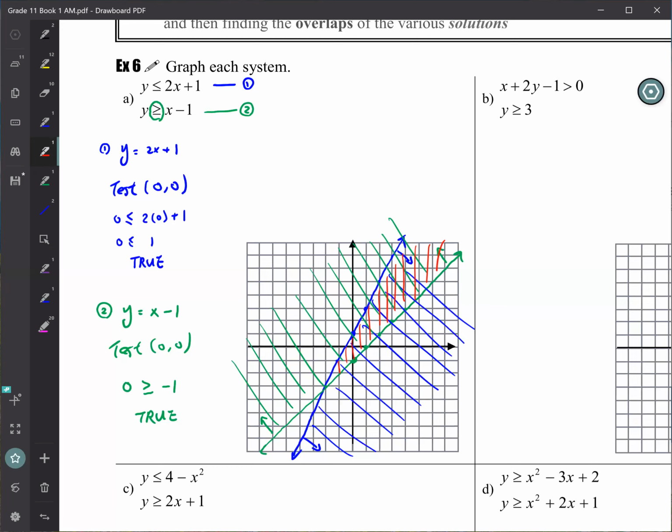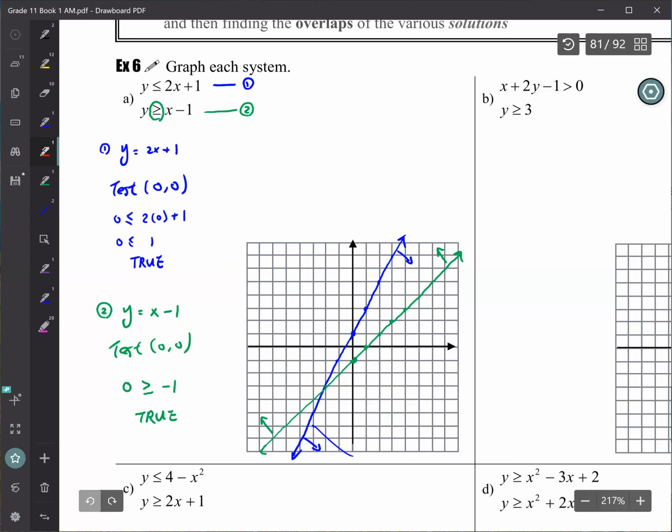When you do the homework, do not show the shading for green and blue. Only shade the red part, okay? So let me erase all that shading. Okay, so your final answer should be looking like this. Okay, are we clear on how to do the shading? You only shade the part that they are both true. Okay?